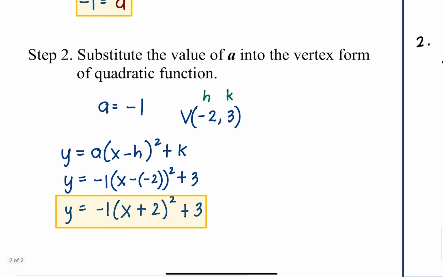And then for the last step, we have to use negative 1 and the vertex, and substitute it to the given formula. And this is the final answer. This is the equation of the given parabola.